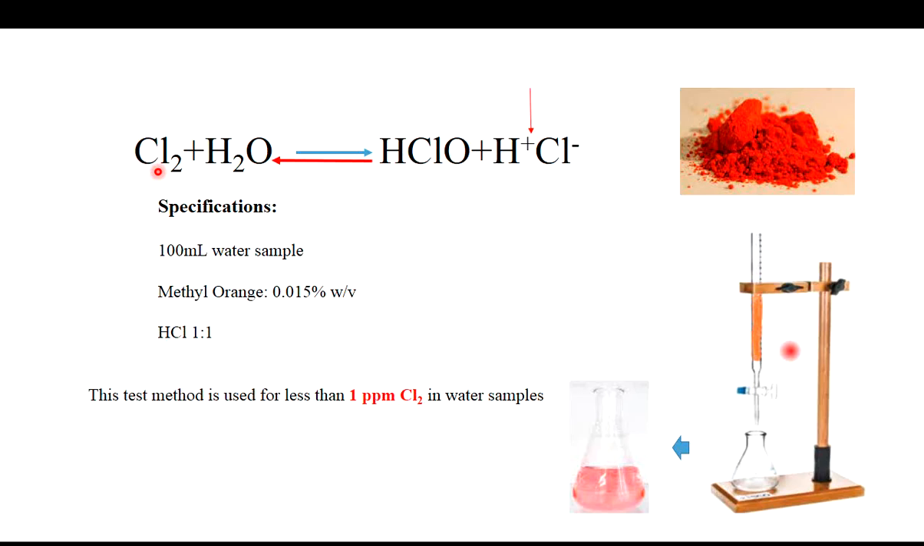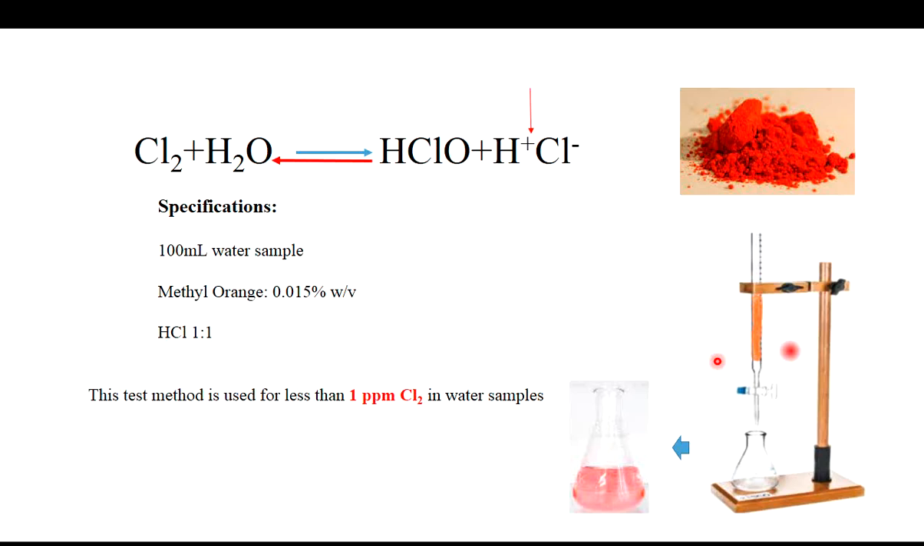This free chlorine reacts with methyl orange and removes the methyl orange color. The reaction ends when the last drop of methyl orange turns pink, because the media is acidic and methyl orange in the acidic media turns to pink.